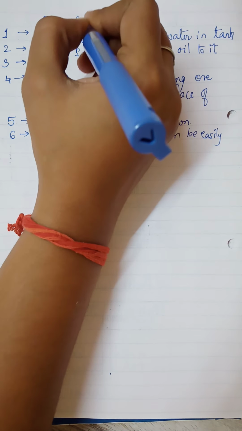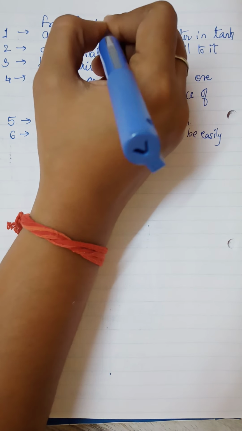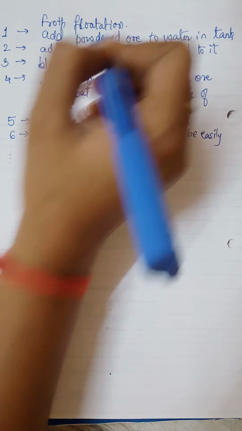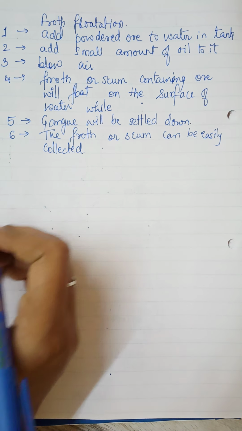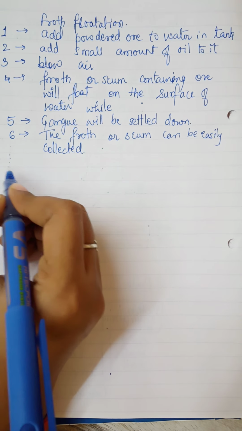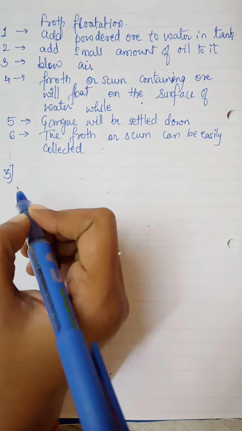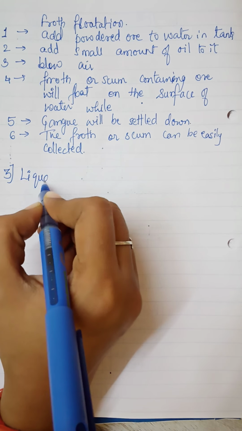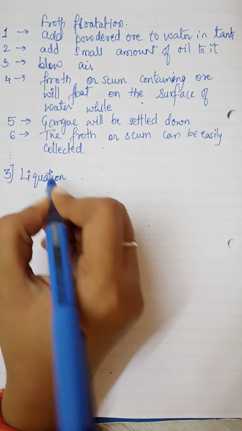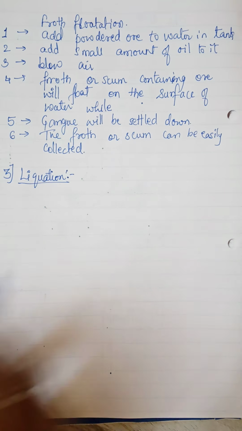Now moving to the third process of enrichment. And what is that? The third one is liquation.